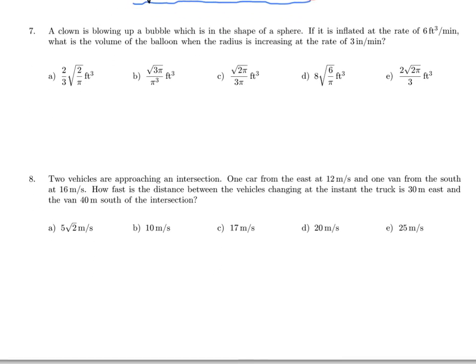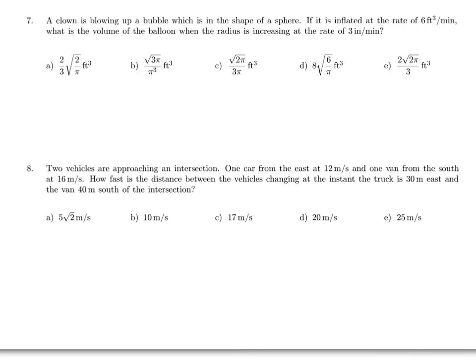Moving on to number 7. In number 7, a clown's blowing up a bubble, which is in the shape of a sphere. If it's inflated at a rate of 6 cubic feet per minute. Okay, so 6 cubic feet per minute is a rate of change of volume. So I'm going to go ahead and write that down. V prime is 6. What is the volume of the balloon when the radius is increasing at a rate of 3 inches per minute?